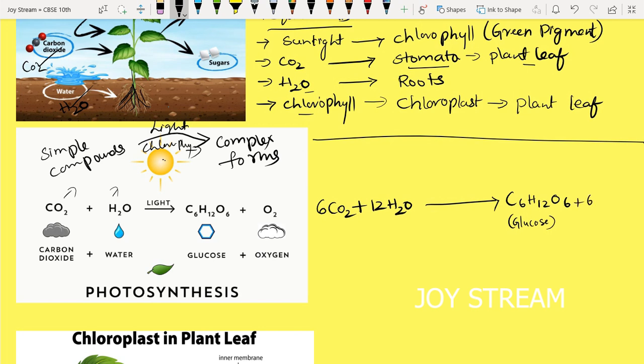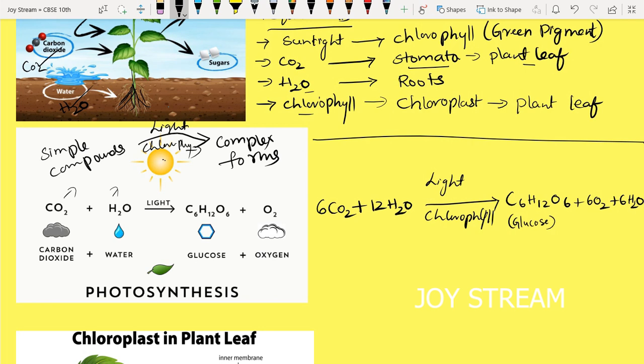And the other byproducts, 6O2 plus 6H2O, in the presence of light and chlorophyll. So, this is the main equation, guys. Please learn it.